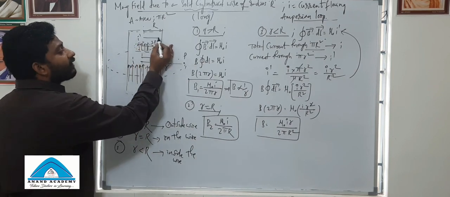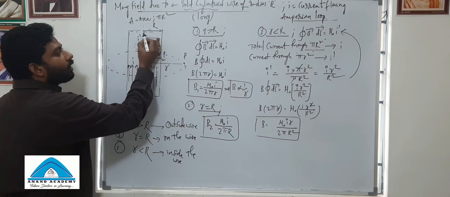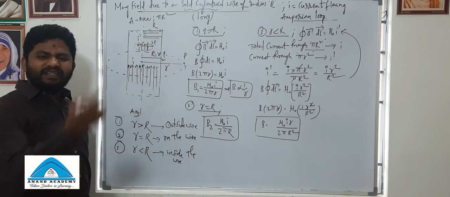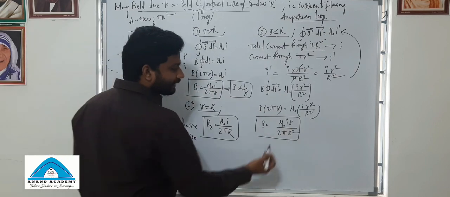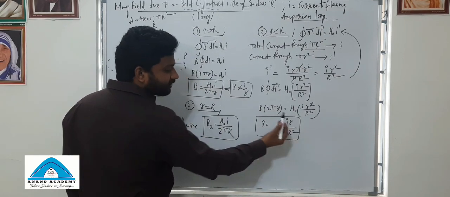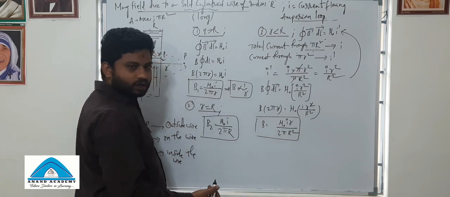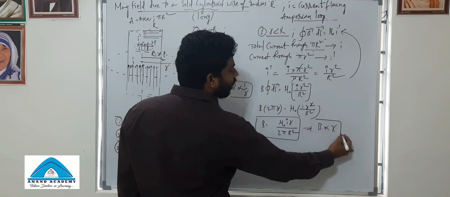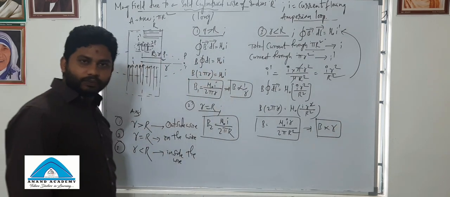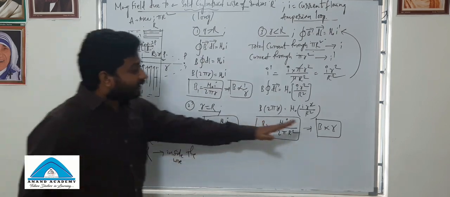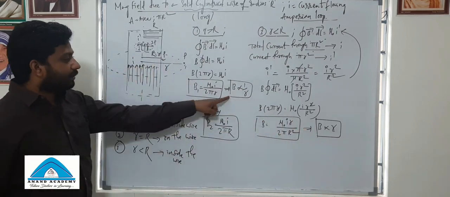That r may be this value, r may be here, r may be here, r may be here. Understand? Inside, at any point, that means small r is variable and capital R is constant. The radius of the cylindrical wire and 2 pi are also constant. So that's the reason B is directly proportional to r. I can write that. Got the point?